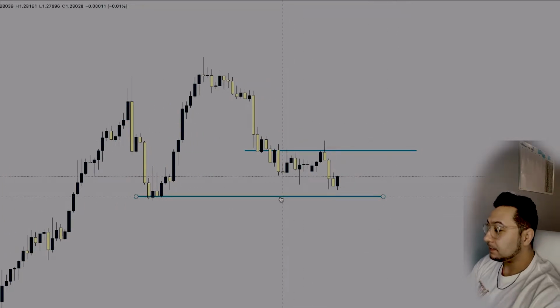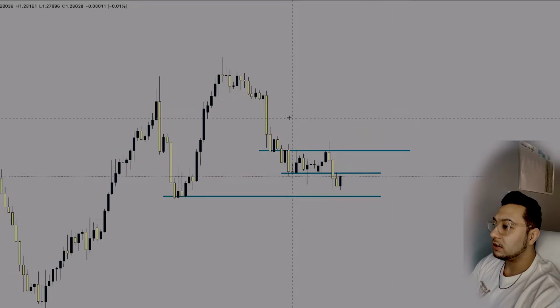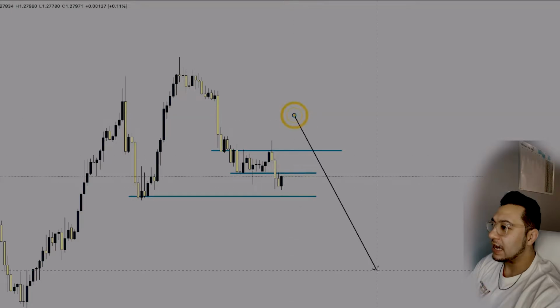So now marking this up. What else do we have here? There is a minor level right here that was broken in order to push down and make that low point. So if I were to make a decision on where the market would be heading, I would say we're heading down, just because one, we made a high here, a double top pattern up here, and broke this low in order to continue down and make this new low point.